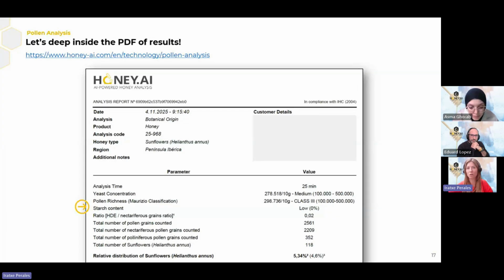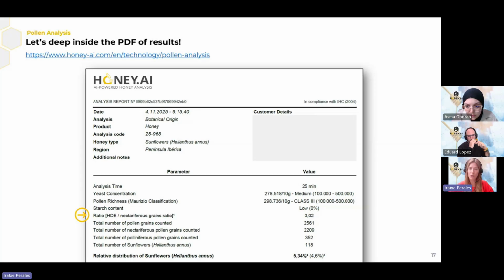The starch content should always be below 10% compared to pollen grains. We always include a warning message in the observation panel if the starch content is above 15%, okay? Because it can be related somehow to bad practices when feeding the beehives, and also dilution with some syrups. So it's not normal if you have a starch content of 15 or 20%, okay?